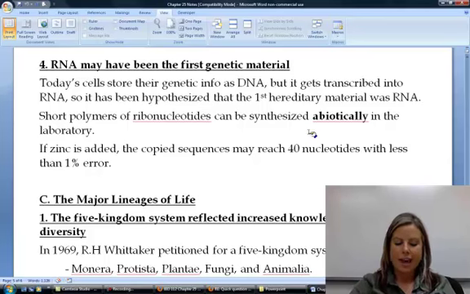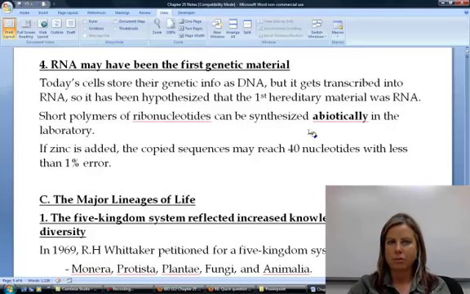So what they did in the lab is they actually put RNA and exposed it to different chemicals and different elements that they thought were in the environment at that time. And when they added zinc, it would copy itself with less than 1% error. So that's pretty cool. Kind of creepy too. Sounds like a science fiction movie or something. But anyway, that's how they proved that RNA was able to self-replicate.